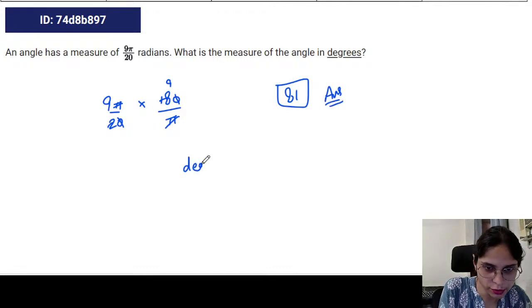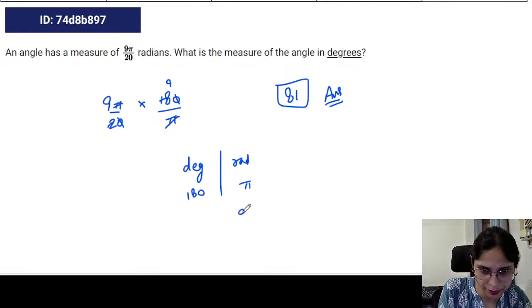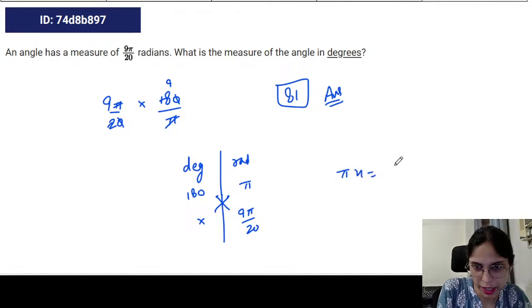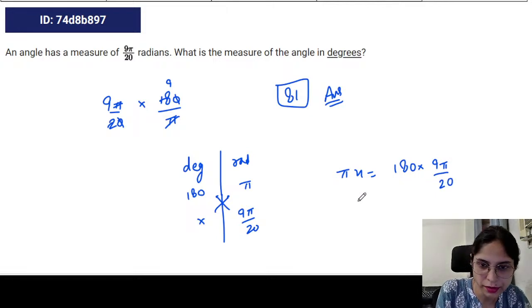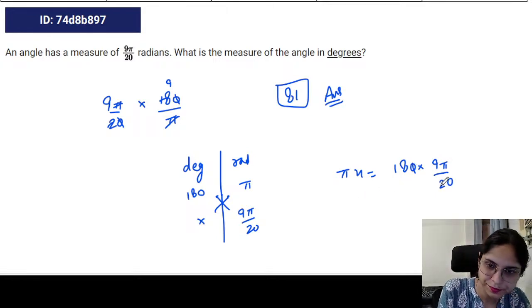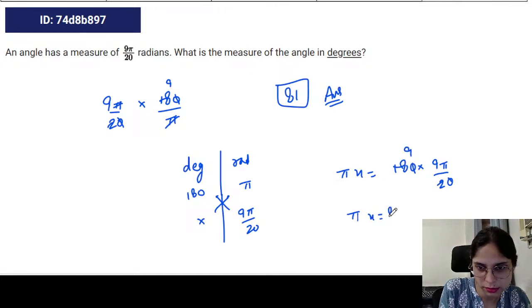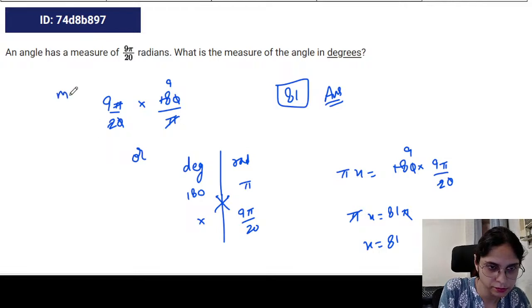Otherwise, if you want, you can also use, like I told you, degree, radian, 180, pi, 9 pi over 20, x. And now just cross multiply. Pi x equals 180 times 9 pi over 20. And you can use Desmos as well. Or you can directly see pi x is 81 pi, means x is going to be 81. Method 1, method 2.